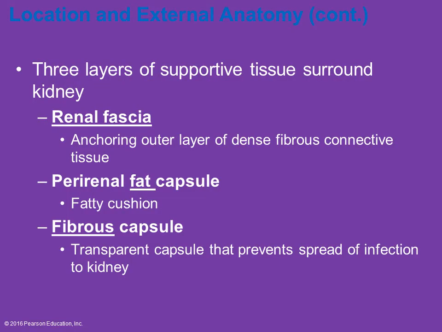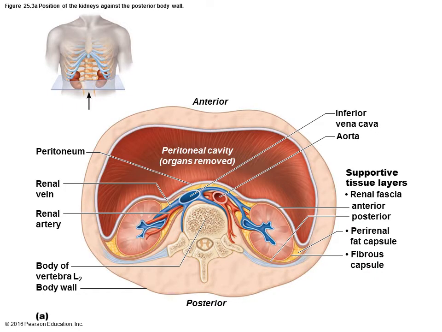With the kidneys, there's three different layers outside the kidney that help to support it. There's the renal fascia, which helps to anchor the kidney in place. The pararenal fat capsule also helps to position it correctly and helps to cushion it. And then the fibrous capsule. The fibrous capsule is directly surrounding the kidney itself and would prevent infection from spreading to the kidney. And in this cross-section, you can see the location of these supportive tissue layers. Once again, you've got the renal fascia, the pararenal fat capsule, and then the fibrous capsule.